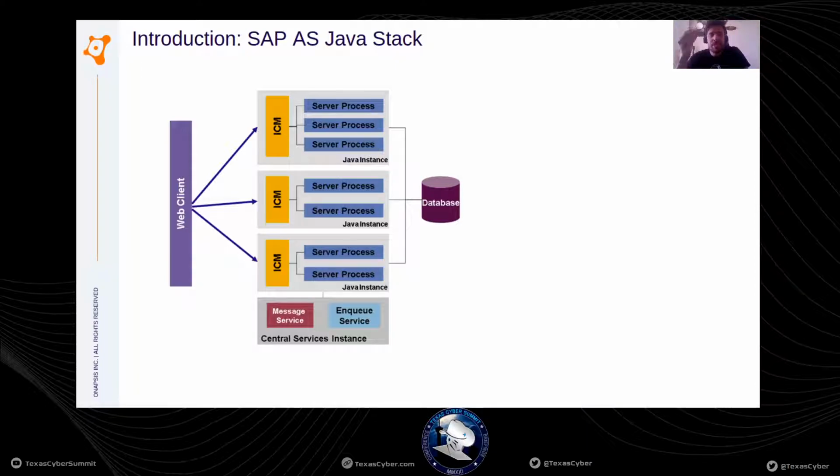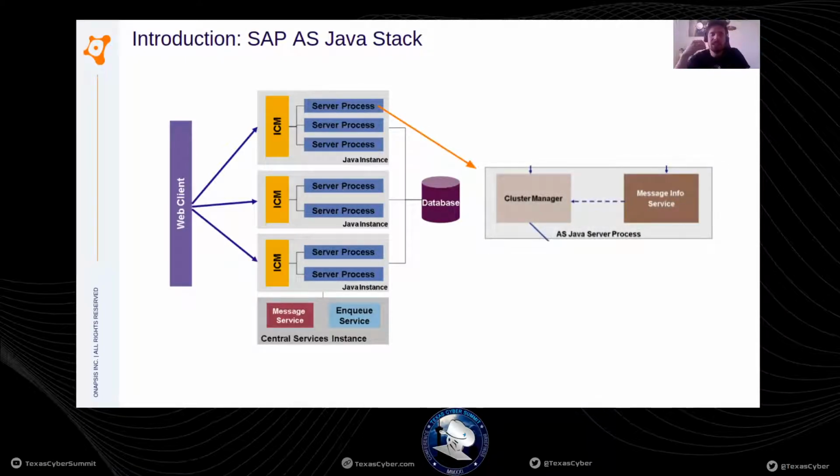Besides the ICM, we have what is called the server process. Within the Java instance, I think that is the smallest unit of processing. Each server process of the Java system has its own cluster manager, as you can see there on the right. I just want to mention this because we're going to go back to it in a couple of minutes.